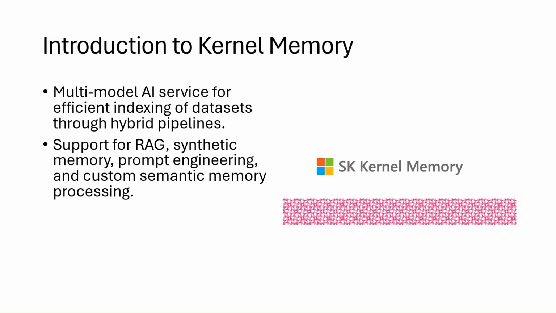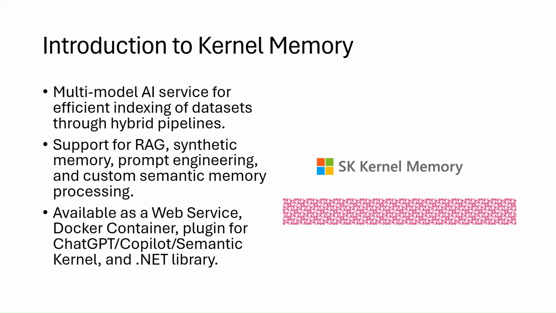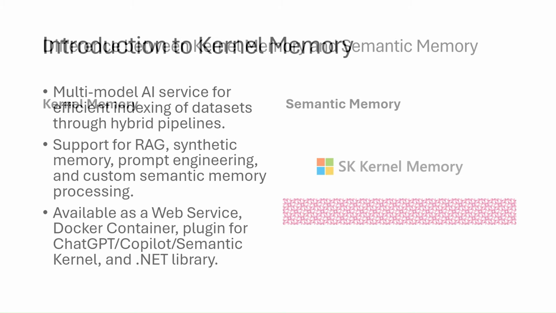Now, Kernel Memory is available as a web service. We can also use it as a Docker container. We can use it for plugins for ChatGPT, Copilots, and the semantic kernel. Remember, in a previous video, I talked about how Kernel Memory can be used as a plugin for semantic kernel, and then Kernel Memory can be used to enhance our AI agents. We can also use it as a .NET library for embedded applications as well.